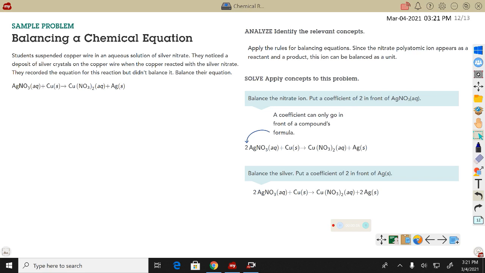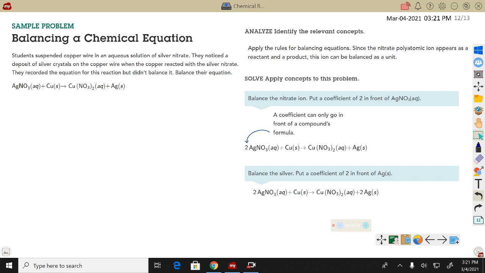A student suspended copper wire in an aqueous solution of silver nitrate. They noticed a deposit of silver crystals on the copper wire when the copper reacted with the silver nitrate. They recorded their equation, but they did not balance it. All right, so we'll take over from there. We've got the skeleton equation, we've got the symbols, but we need to balance.